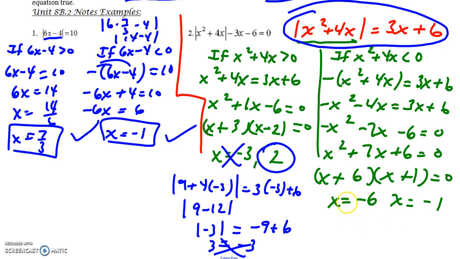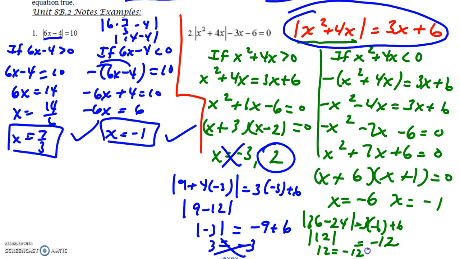Let's start with negative 6. If I plug in, the absolute value of negative 6 squared is 36, negative 6 times positive 4 is minus 24. Does this side equal 3 times negative 6 plus 6? So this side would be negative 12. This side is the absolute value of positive 12, which is 12. 12 equals negative 12, so this answer does not work, just like negative 3.